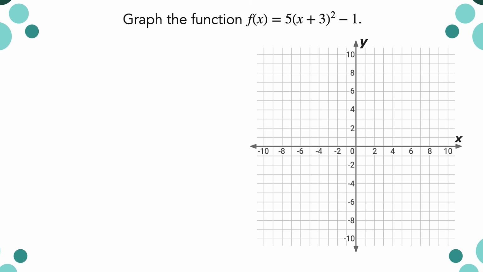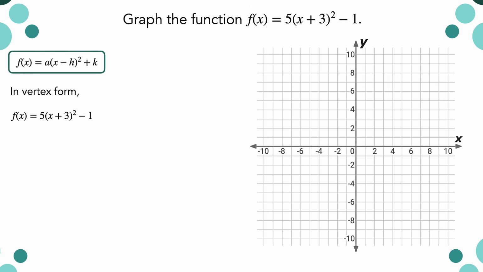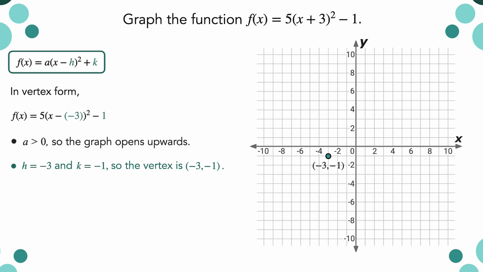Graph the function f of x equals 5 multiplied by (x plus 3) squared minus 1. This function is not exactly in vertex form. The expression inside the square is a sum. Let's rewrite it as a difference. Adding 3 is the same as subtracting negative 3. Now it's in vertex form. Let's compare. First, a is positive. Our graph opens upwards. Next, h equals negative 3 and k equals negative 1. Our vertex is at (negative 3, negative 1).